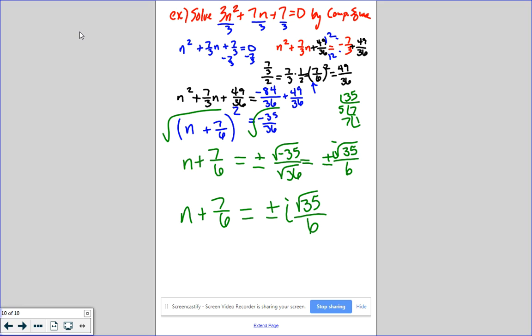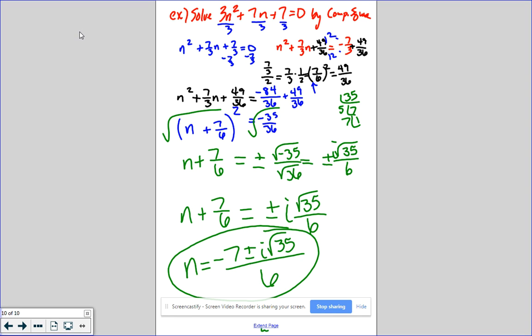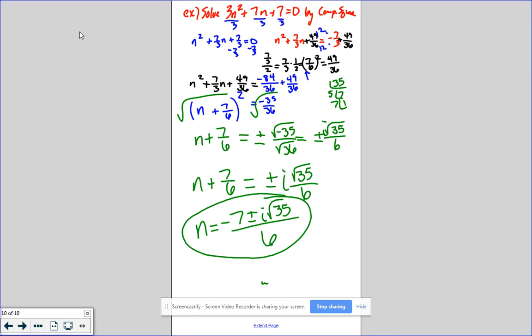And then what's my last step? Get n by itself. So I subtract 7/6 over. n equals negative 7 plus and minus i square root of 35, and the whole thing is over 6. So, what does that tell us about both my answers here? They're both complex. So, is there any real solutions for us to graph? No. So, what's that tell us about the graph of this equation? Does it ever cross the x-axis? No, it does not. It's a lot of work for one problem.